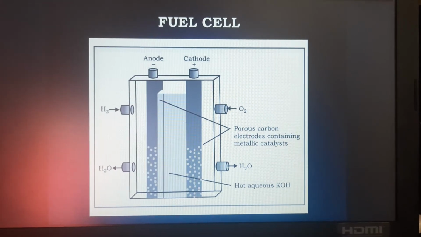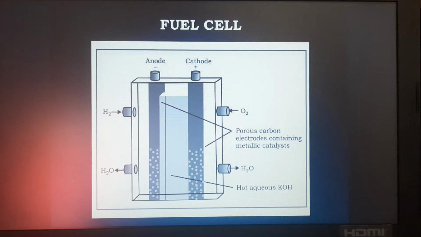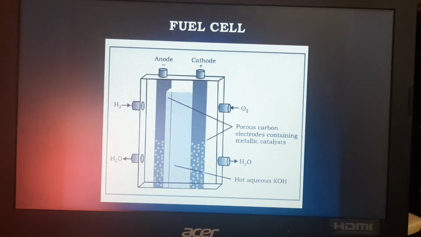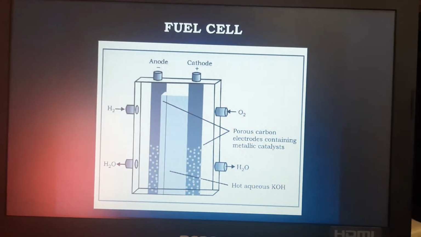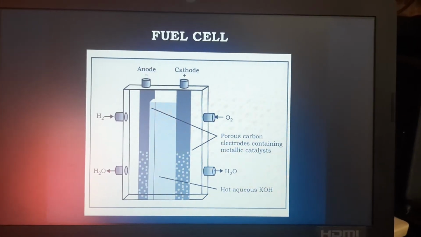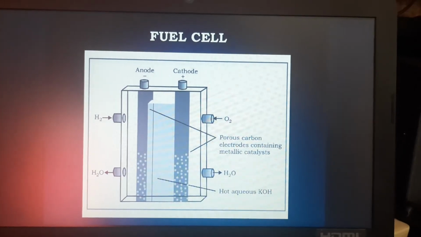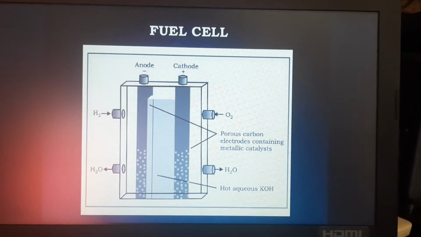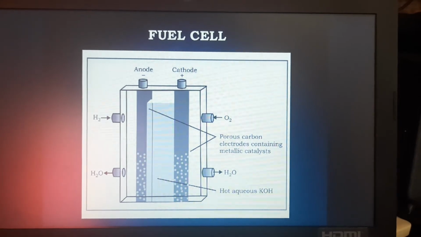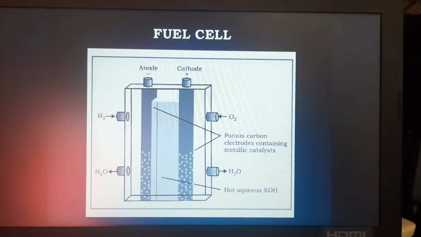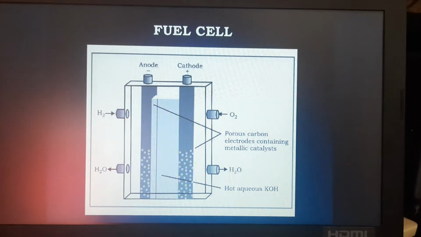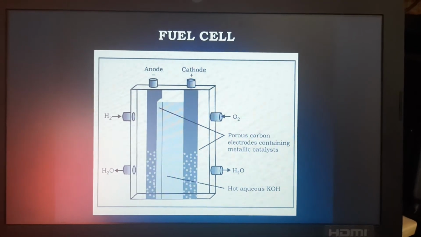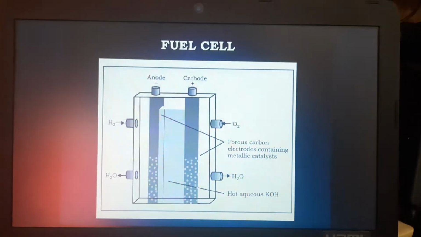So at the left side we are seeing the anode, and at the right side we are seeing the cathode. So anode is negatively charged, and cathode is positively charged. And at the anode, hydrogen gas is inserted from the inlet, and oxygen gas is inserted from the inlet of the cathode. And in the middle there is an aqueous solution of potassium hydroxide, and the electrodes are made of porous carbon electrodes containing metallic catalyst. That means powdered metals are inserted into the pores, so they act as catalyst. So this is the structure of fuel cell.